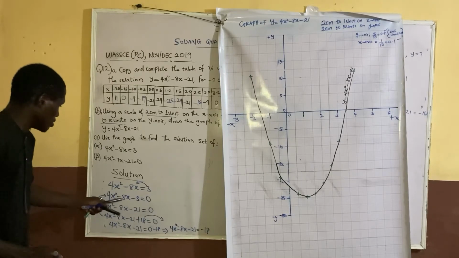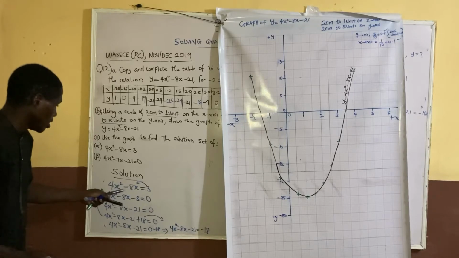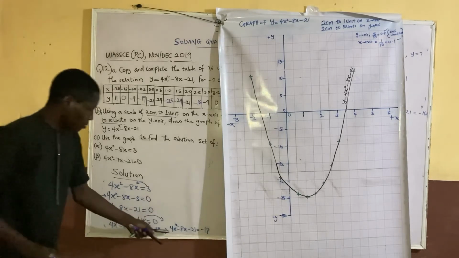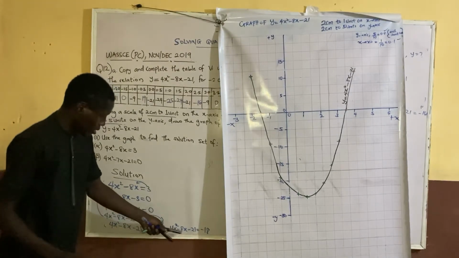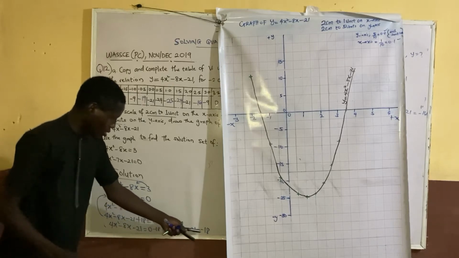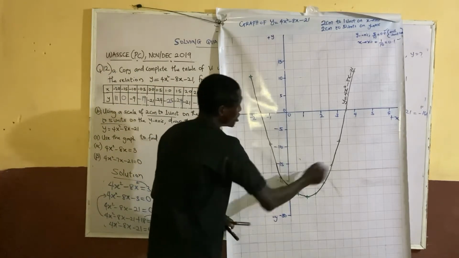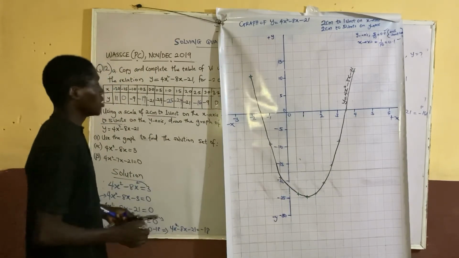4x squared minus 8x minus 3 equals 0. It's also the same thing as 4x squared minus 8x equals 3. So now if I have my equation as 4x squared minus 8x minus 21 equals minus 18, it means that where I'm having minus 18, I'm going to draw a straight line to locate the roots of this.